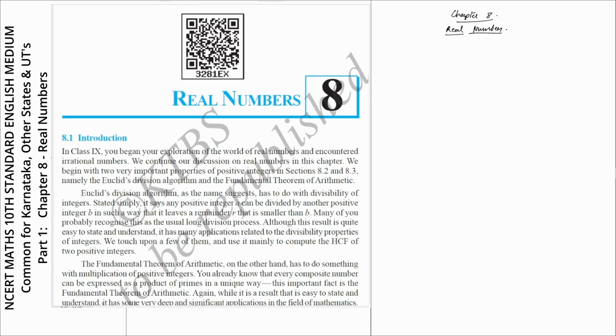We already know, you have studied in your previous classes, what are natural numbers. Natural numbers are nothing but this set of numbers: 1, 2, 3, 4, 5 and so on. So these are natural numbers, and natural numbers are denoted by the letter N.